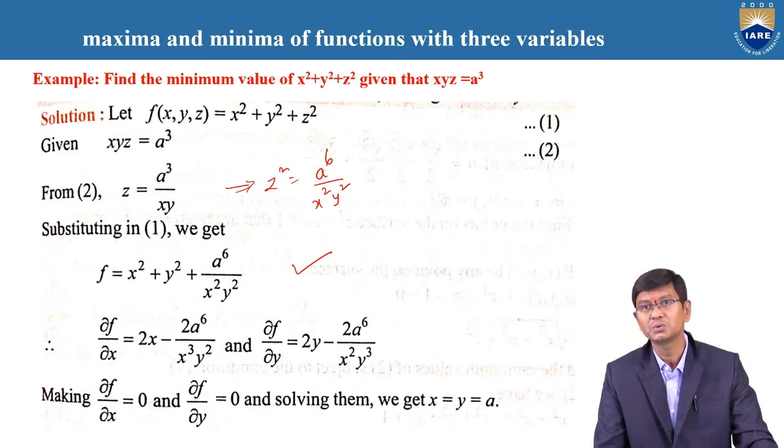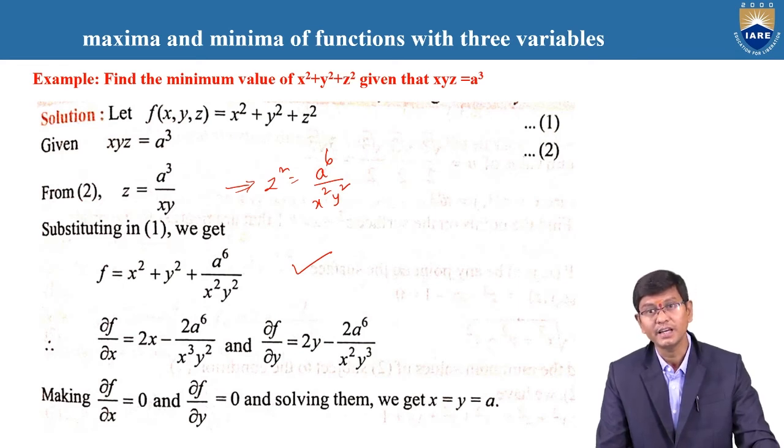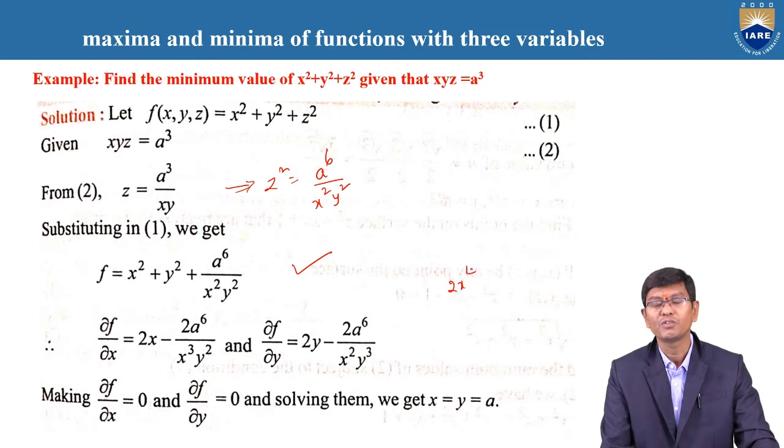Therefore, the first equation is 2x minus 2a^6 by x cube into y square, and the other equation is 2y minus 2a^6 by x square into y cube. By solving these two equations, we obtain x equal to a and y equal to a. Clearly, solving here, we get 2x^4 y^2 minus 2a^6 is equal to 0, one equation.